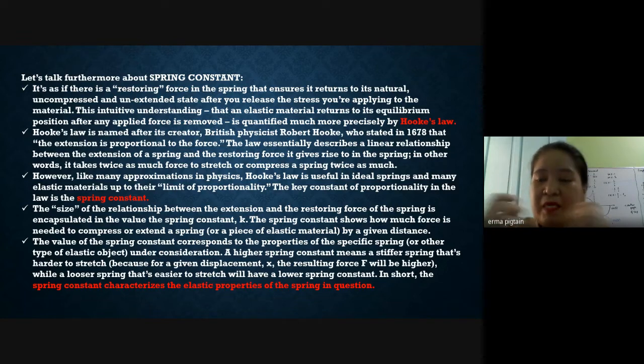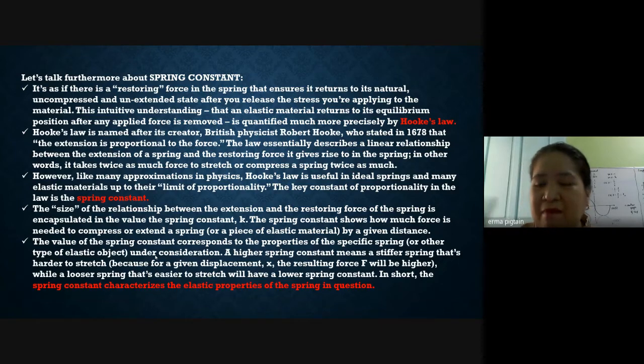So, ano ibig sabihin nun? Magre-require din siya ng mataas na external force if you wanted to test kung babalik siya sa kanyang original position or sa kanyang equilibrium position. Okay? And another thing, the value of the spring constant corresponds to the properties of the specific spring or other type of elastic object under consideration. A higher spring constant means a stiffer spring. So, ibig sabihin mga anak, pag mataas ang spring constant ng isang material, mas matibay.